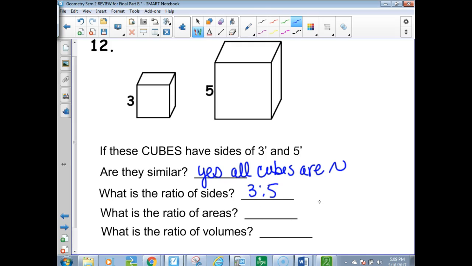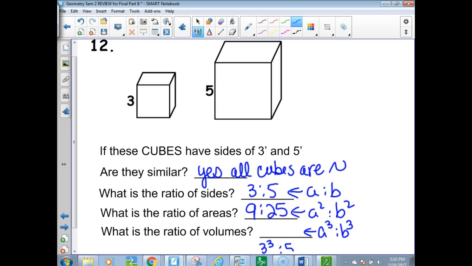The areas would be, remember, this is your a to b, this is your a squared. Areas is a squared to b squared. So that's going to be 3 squared, 9, to 5 squared, 25. Volume, that's a cubed to b cubed. So for that, it's going to be 3 to the third to 5 to the third. 3 to the third is 27, and 5 to the third is 125.